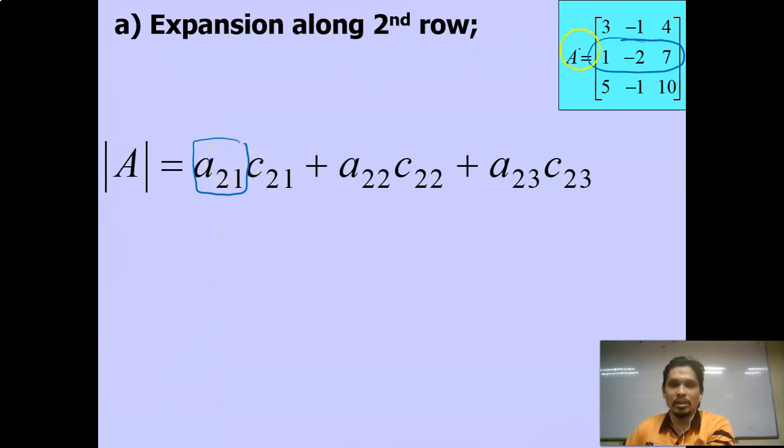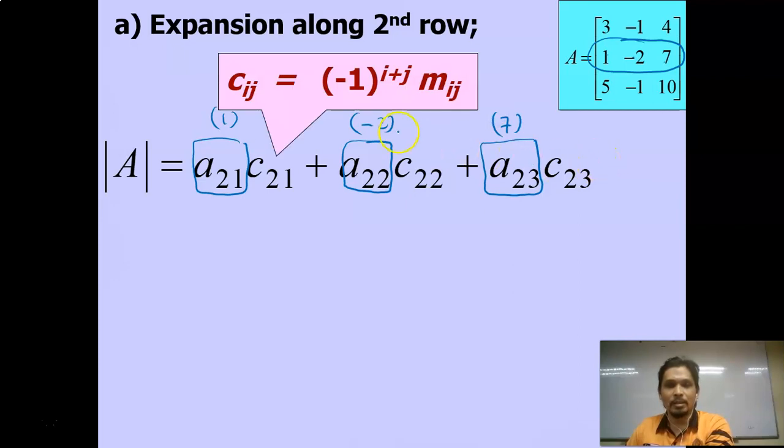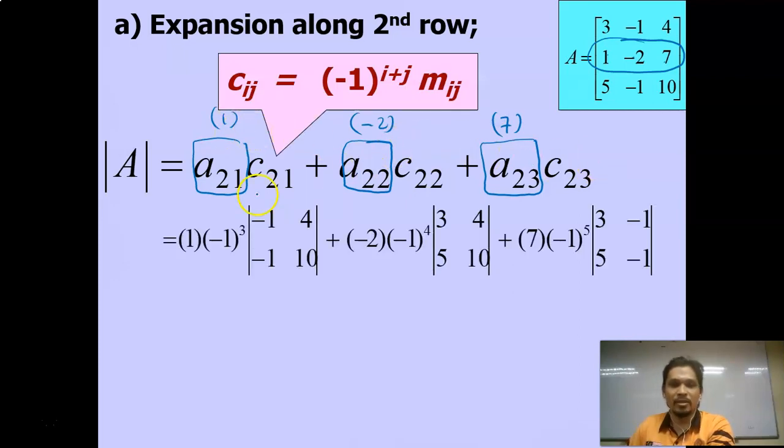Okay, A21 here is 1. A22 is negative 2. A23 is 7. Then, the cofactor. The same process applies.